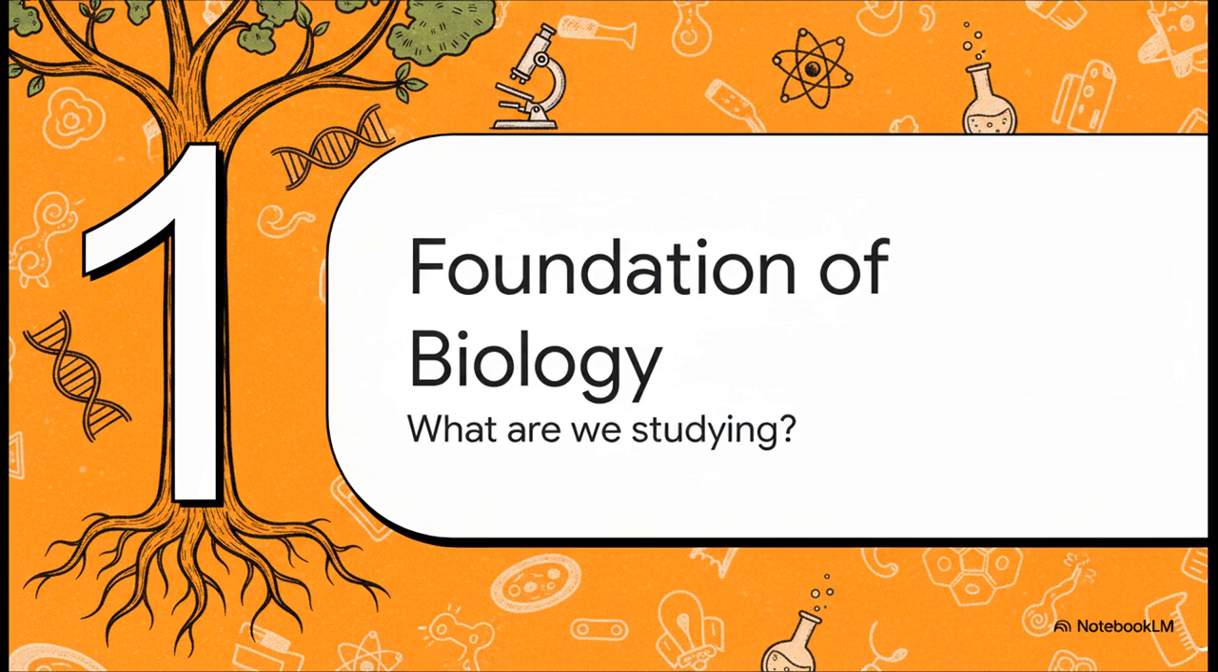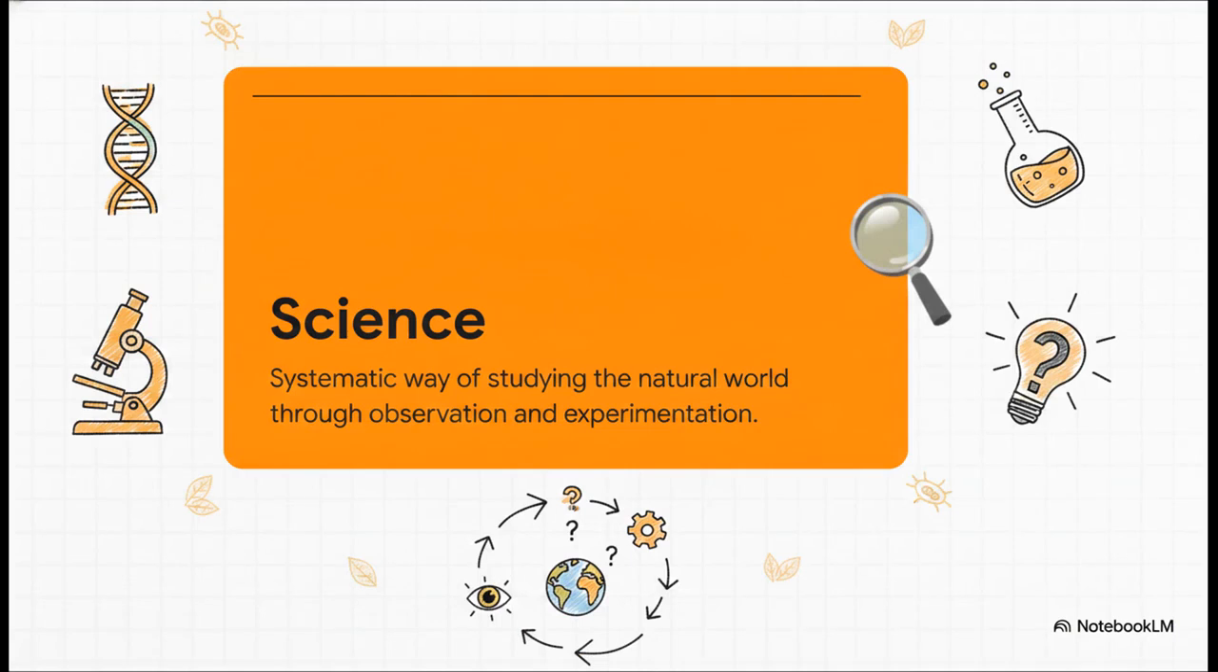What exactly are we studying? You know, what's really interesting here is taking a big, kind of intimidating word like science and turning it into an action. Because science isn't just a subject you take in school, it's a tool. It's a highly systematic way of studying the natural world. It relies entirely on making observations and running experiments. Why? To answer the fundamental questions about everything around us: the how, the what, the where, and the why. It's quite literally our method for finding the truth.